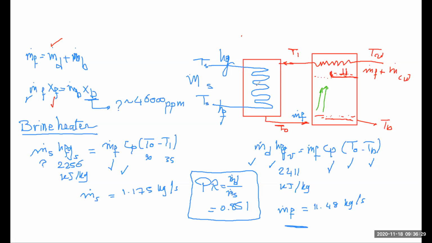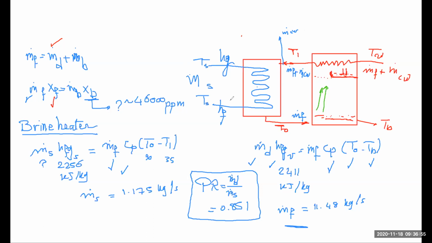Yes, actually what happens here is that whatever is coming in is basically m dot feed plus m dot cooling water. Before you enter the brine heater, you get rid of m dot cooling water. Why should we heat it? If you put it in here, the temperature would never be 90, it will be much less. So you don't need to heat all of this quantity.